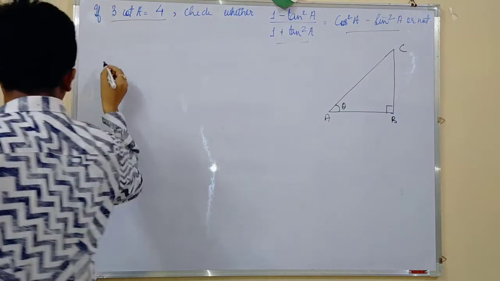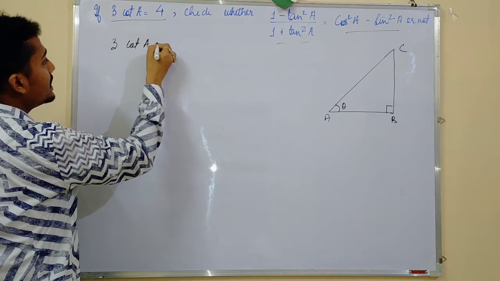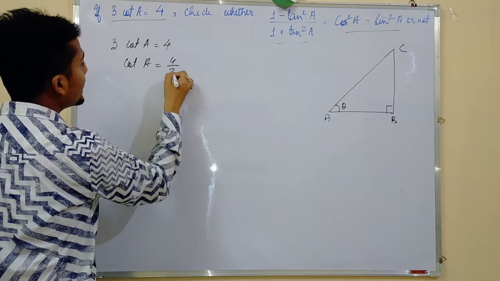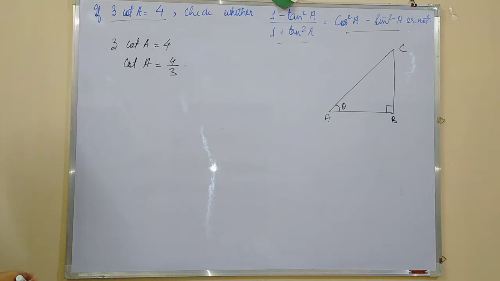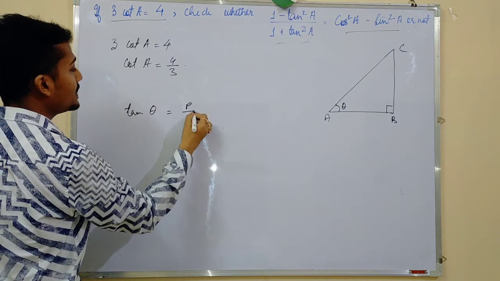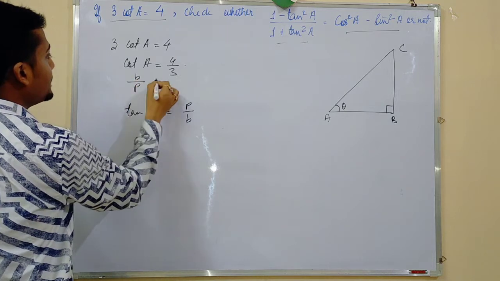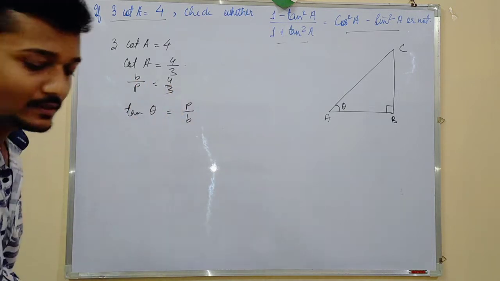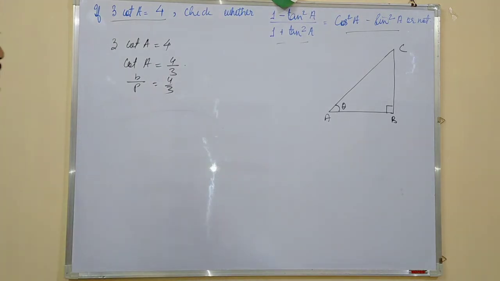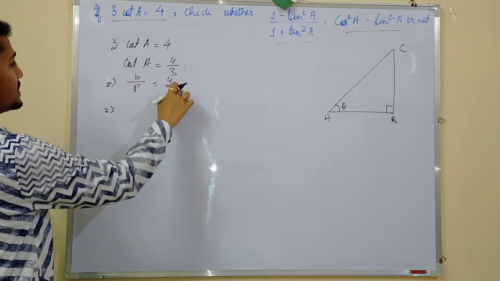Now very simple. 3 cot A is equal to 4. It is given. Then cot A is equal to 4 by 3. What is tan theta? Tan theta is equal to P by B. That means cot will be B by P is equal to 4 by 3, isn't it? The opposite of tan is cot. So cot A is equal to B by P, which is equal to 4 by 3.